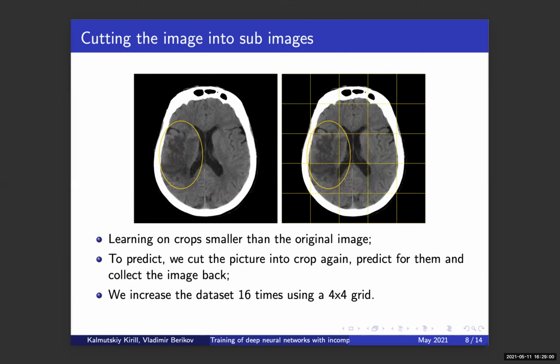For example, we used in our task a 4x4 grid to obtain 16 images from initial images. And we use those sub images to train our model. By this simple technique, we expand our data set by, as I said, 16 times, which is very good. And with augmentations, we can increase the number of training objects by 100 times.